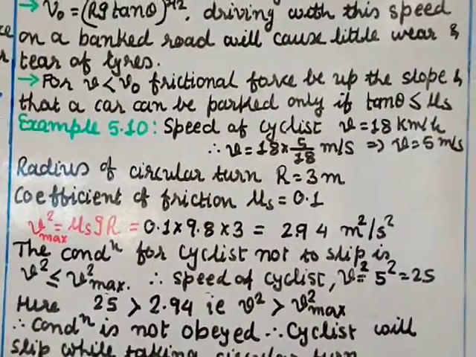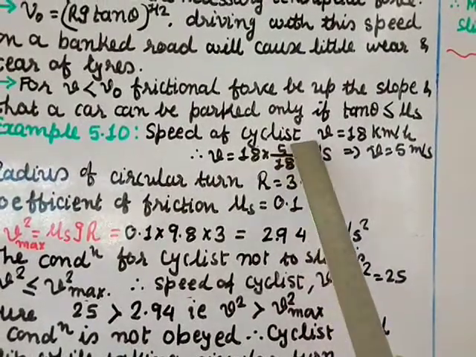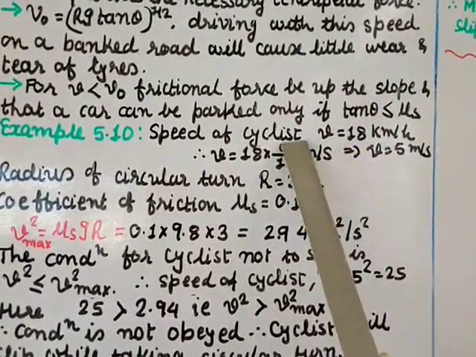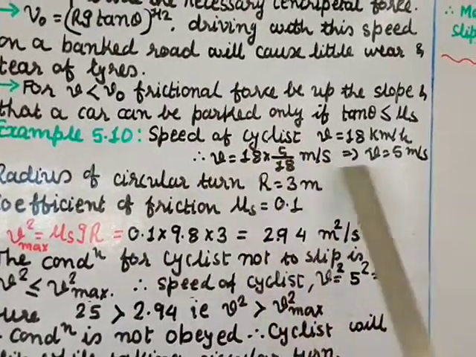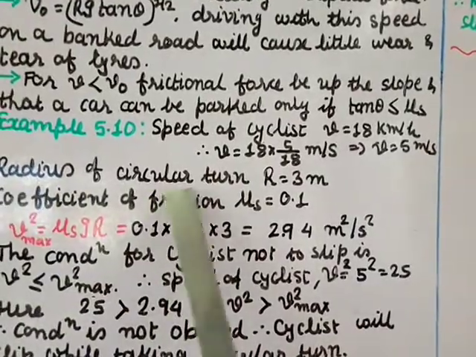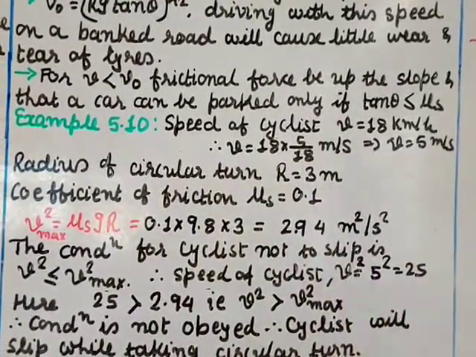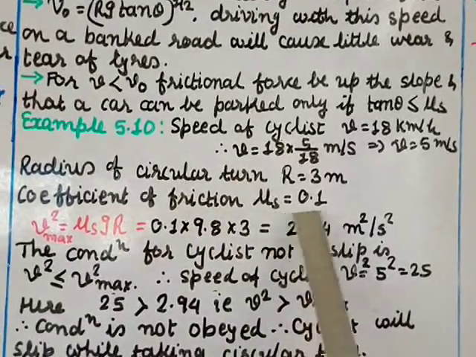Convert first into meter per second. To convert kilometer per hour, multiply by 5 by 18. So the 18 cancels, and you get the velocity of the cyclist as 5 meter per second. The radius of the circular turn R is given to us as 3 meter. Then the coefficient of static friction is given as mu s equal to 0.1.